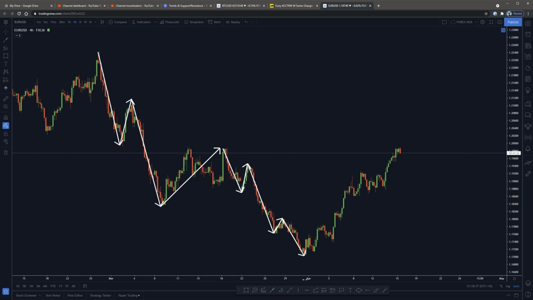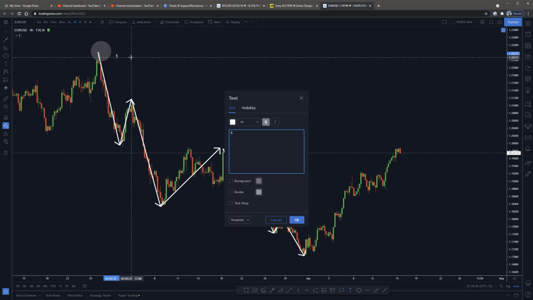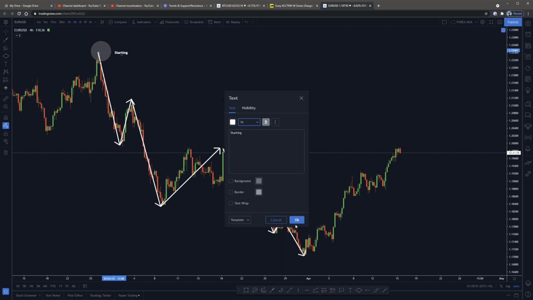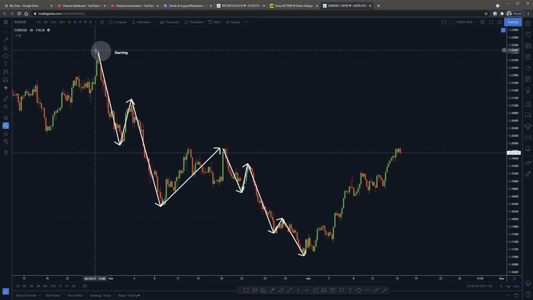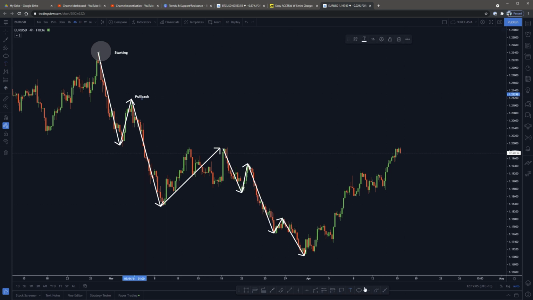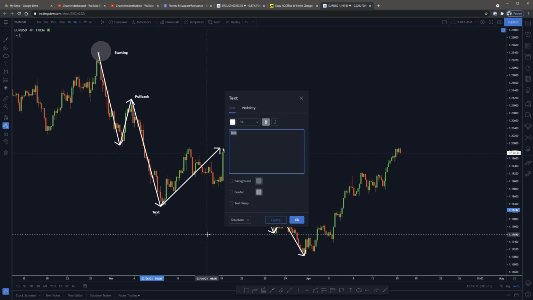Now, if we use this as our starting point, let's get more visual and I'll type it in here. This would be our starting point. Let me just make that a bit bigger. All right. If that's our starting point, this is our first extension and this would be our pullback. And then I would have our other extension. This would create our lower low, equaling our valid trend.